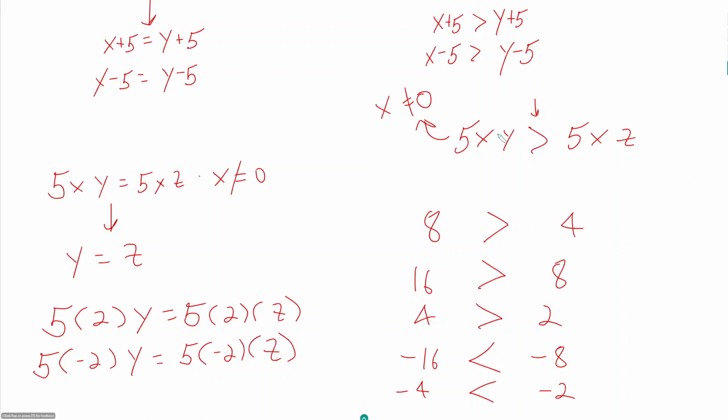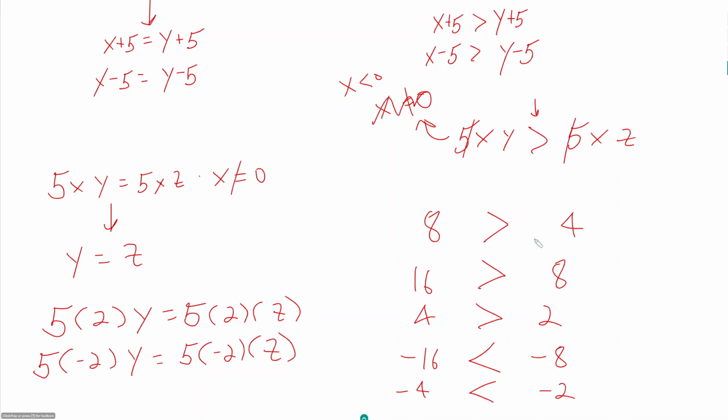So if I was just given this, 5xy is greater than 5xz, and they tell me x is not equal to 0, we cannot divide each side by x because they don't tell you its sign. You wouldn't know if you need to flip your inequality sign. But if they tell you x is less than 0, now you can divide each side by x because you know what to do with your inequality sign. You need to flip it. Likewise, if they told you x is greater than 0, you would know you do not need to flip your inequality sign. So if they tell you x is less than 0, you can divide by it.